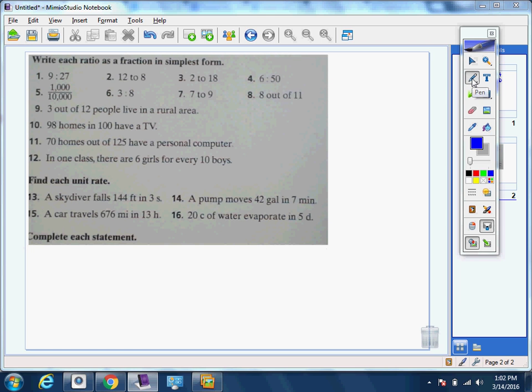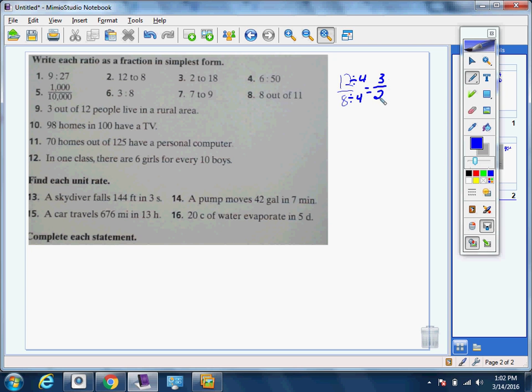Okay, so I did number 1, I did number 3, I believe, correct? If you did number 2, it says 12 to 8, which means you write 12 over 8. Let's make this a little wider. But that's still not in its simplest form, correct? Tyler, is that correct? No. How do I make that down to its simplest form? Divide the top and the bottom. I'm going to divide the top and the bottom by 4, because if I do that, that leaves me with 3 over 2, and that is my ratio in its simplest form.